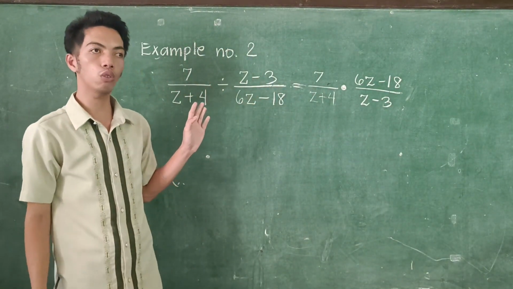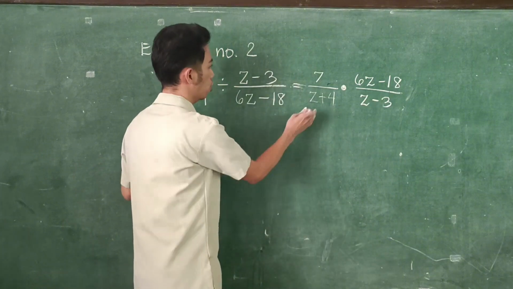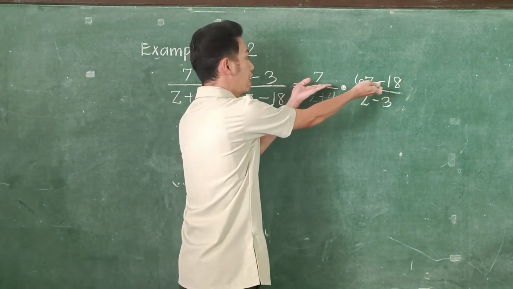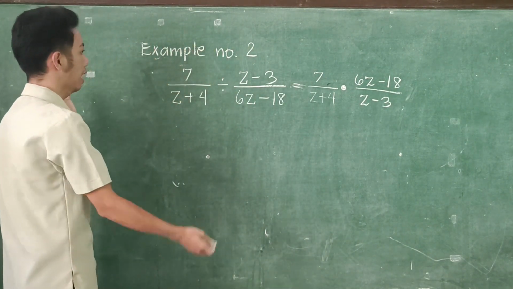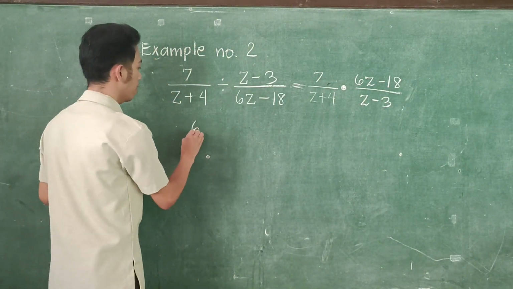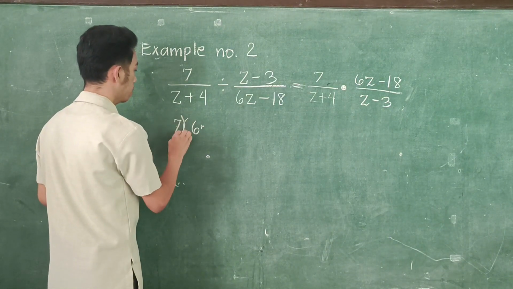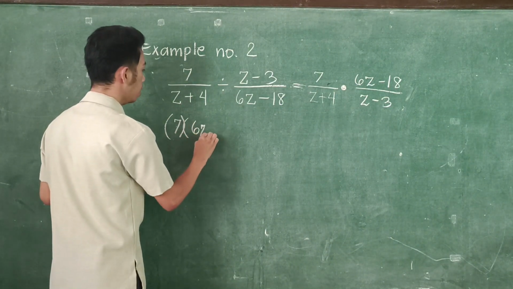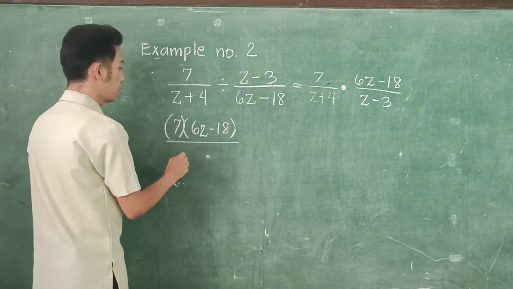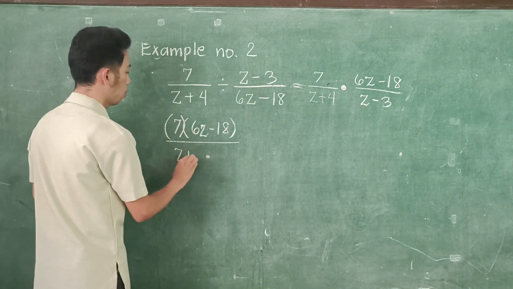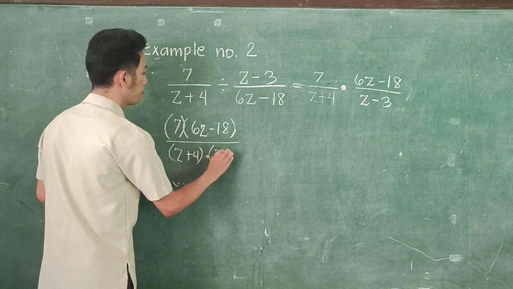After this, we will do the process of multiplying rational algebraic expressions. So, mas madali. Again, ito yung binomial. So, ang gagawin muna natin ay ipa-factored form muna natin. So, this will be 7 times 6z minus 18 over z plus 4 multiplied by z minus 3.